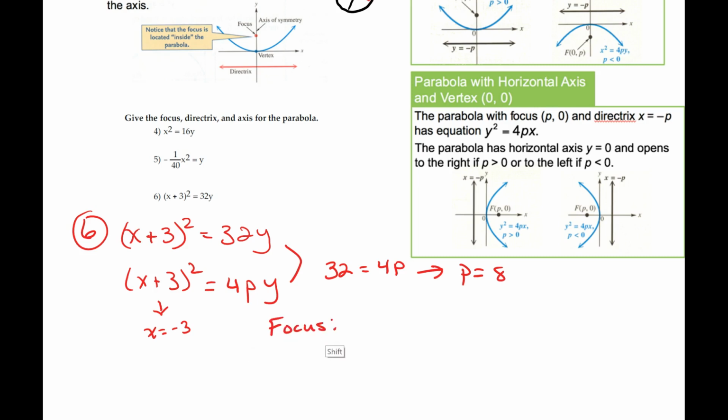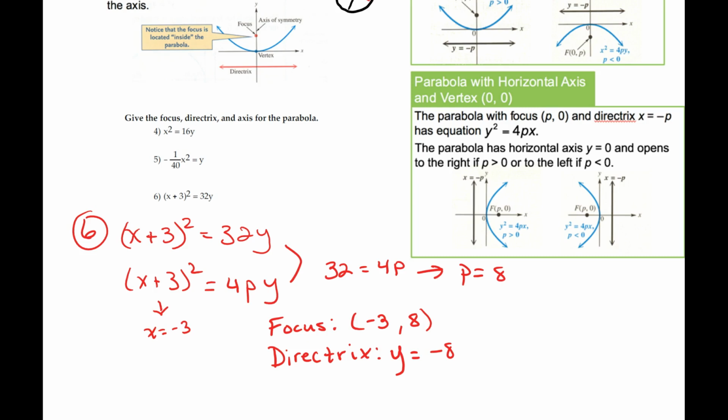Okay, so this right here will adjust our coordinate for our focus. Our focus will be at -3, 8. Okay, because the axis of symmetry is the vertical line x equals -3. All right, but that doesn't change anything about the directrix. Okay, because the directrix will be y equals -8. Remember, it should be opposite of whatever your p-value, whatever the focus coordinate is.